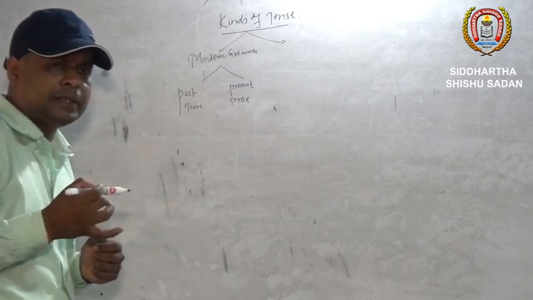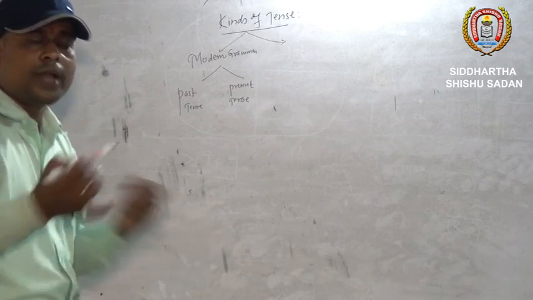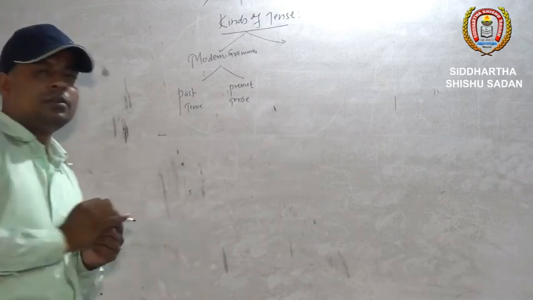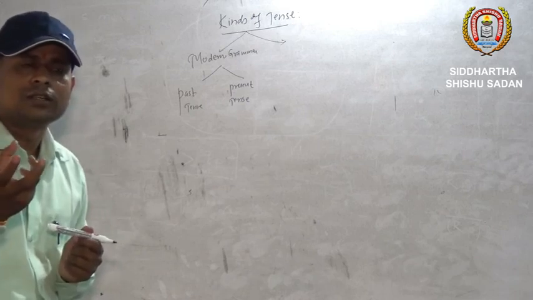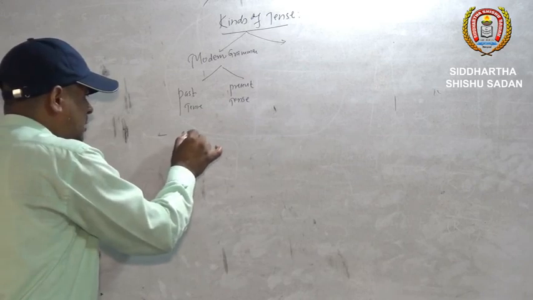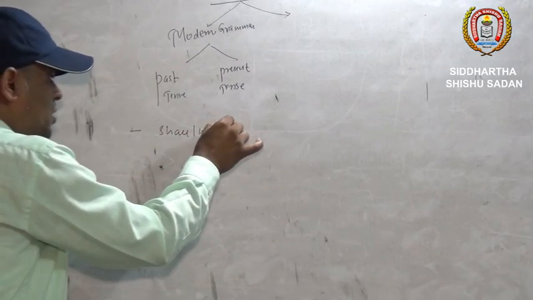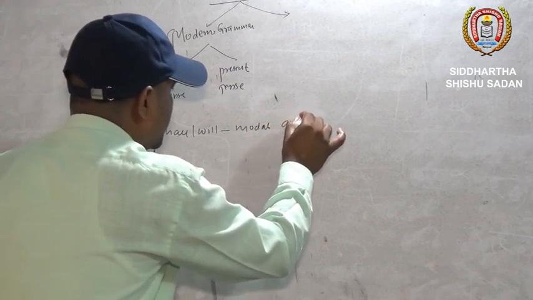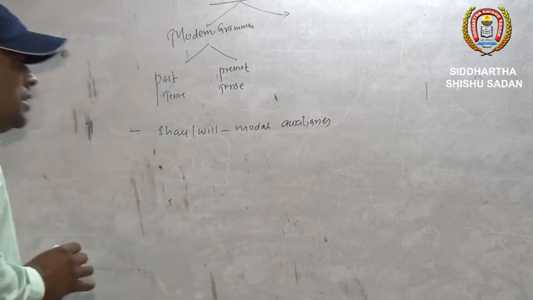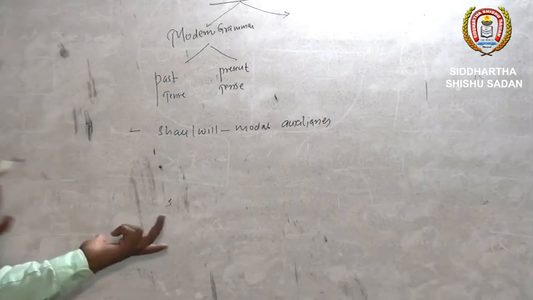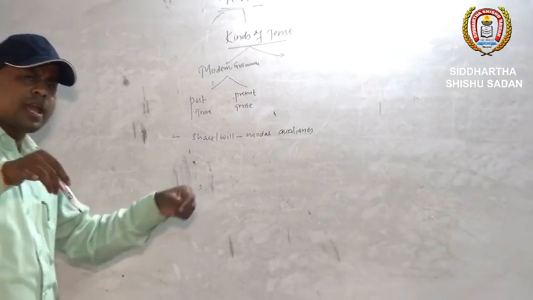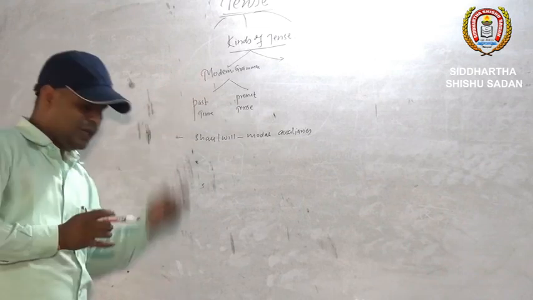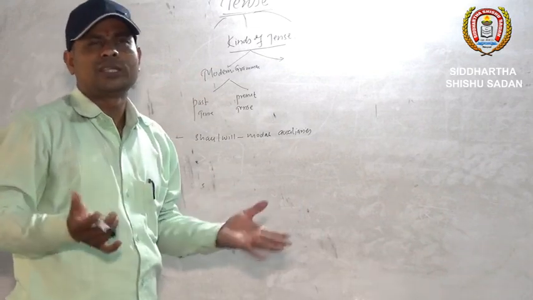The belief is that there is no future tense. Well, what's the logic? They say future tense doesn't have its own structure. Shall and will are modal auxiliary verbs. So, future tense doesn't have its own structure. Shall and will are modal auxiliaries there. This is what they claim. Although the use of shall and will is quite common here.